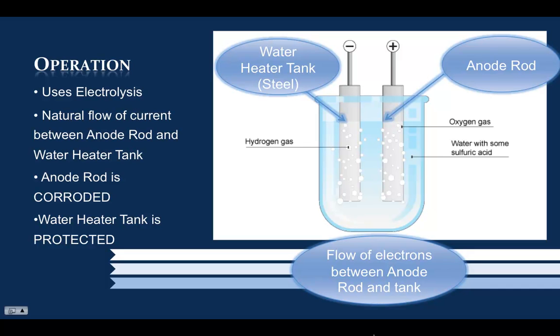The operation of this mechanism uses electrolysis, which is the natural flow of current and electrons between the anode rod and the water heater tank. Through this process, the anode rod is corroded away, while the water heater tank is protected from corrosion.